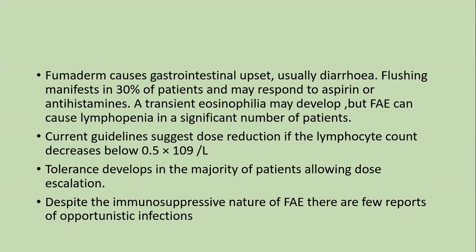Flushing is seen in 30% of patients, which responds to aspirin or antihistamine, and a transient eosinophilia may develop, but this may cause lymphopenia in a significant number of patients. So the current guidelines suggest dose reduction if the lymphocyte count decreases below 0.5 times 10 to the power 9 per liter. Tolerance develops in the majority of patients, allowing dose escalation.